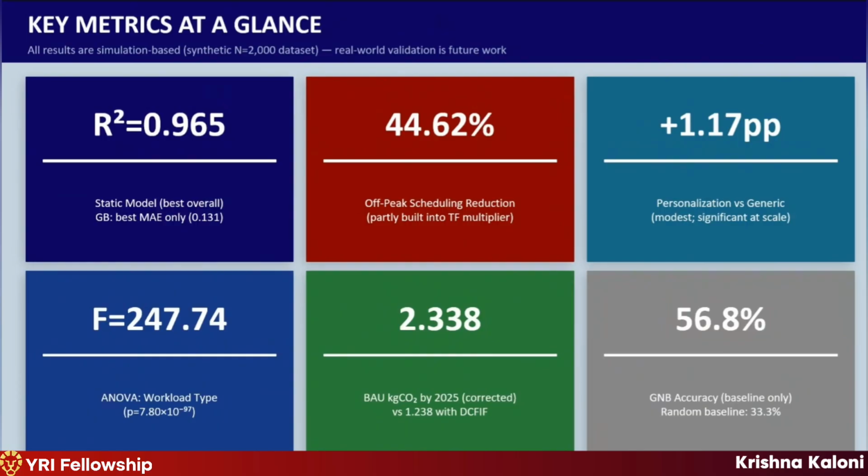Now, these are the key metrics of all of the experiments at a glance. The summary metrics are R squared equals 0.965 for the static model, 44.62% scheduling reduction, a 1.17 percentage point personalization gain, and F equals 247.74 from the ANOVA, and a corrected BAU growth of 2.338 kg by 2025.